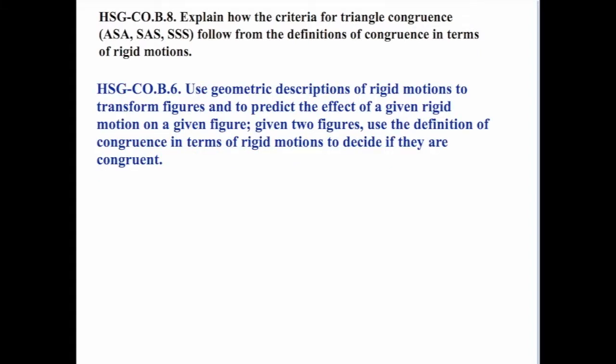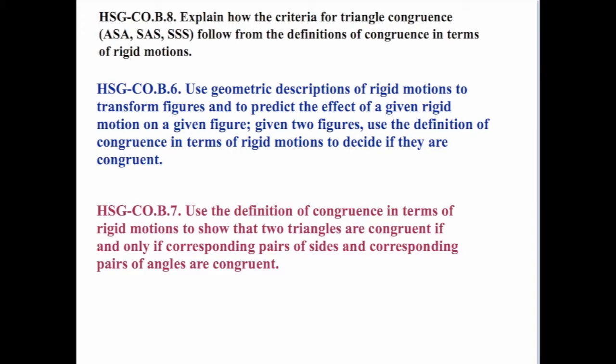At the high school level, right before this standard, there's standard HSG-CO.B.6, which states, use geometric descriptions of rigid motions to transform figures and to predict the effect of a given rigid motion on a given figure. Given two figures, use the definition of congruence in terms of rigid motions to decide if they are congruent. Corresponding to that is HSG-CO.B.7. Use the definition of congruence in terms of rigid motions to show that two triangles are congruent if and only if corresponding pairs of sides and corresponding pairs of angles are congruent.